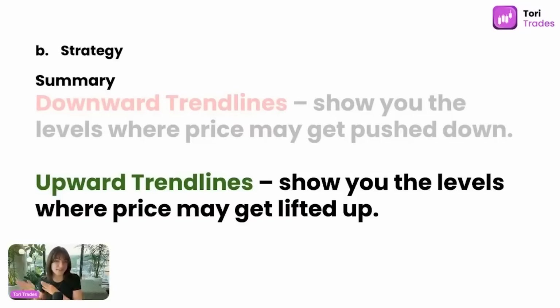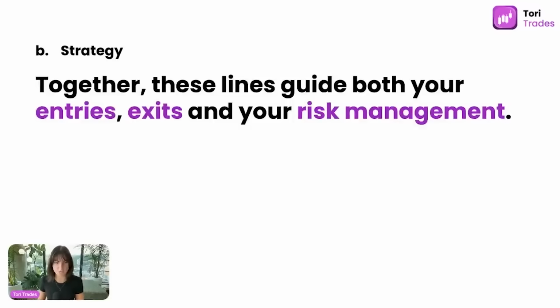Upward trend lines, we know that they angle up. It's holding the price up. We know that we're trying to capture as many touch points as possible. And same rule, price doesn't intersect. We've got it. Amazing. Together, these lines will guide your entries, your exits, and your risk management. This is essentially the strategy in a nutshell.